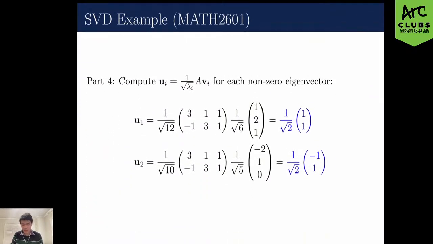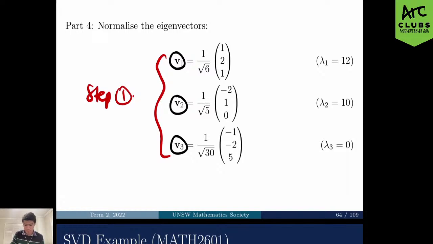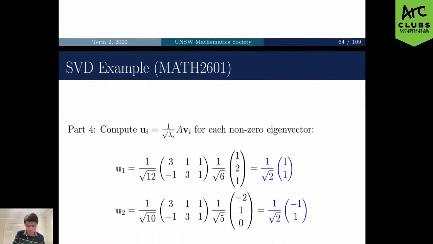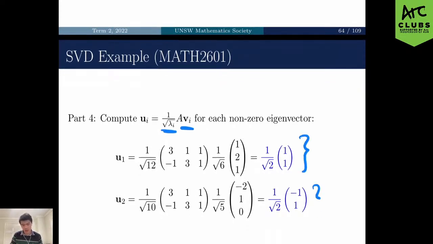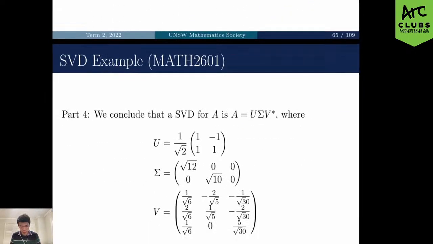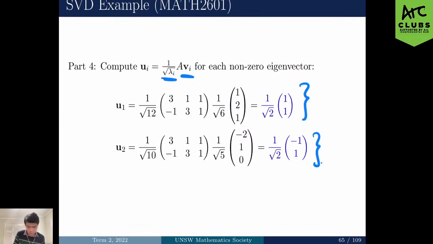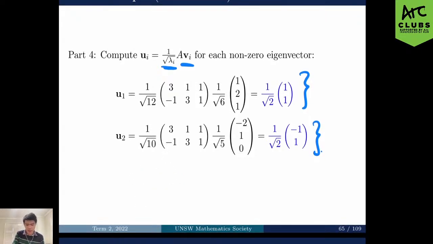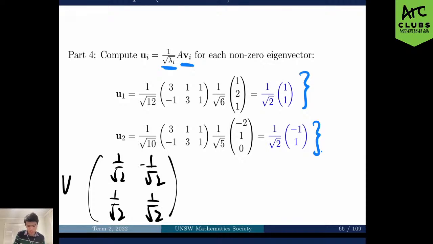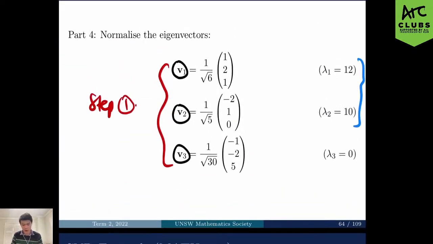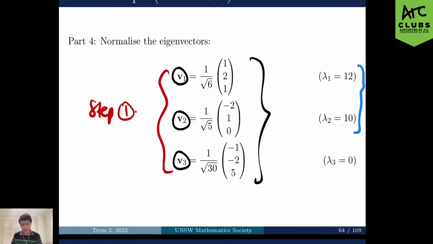Then, as I said before, you take all the non-zero eigenvectors, so these two, and you just apply this formula. So 1 on root lambda times AV, okay? And you do that for the first one, you get that. Second one, you do that, okay? Then you can actually conclude that the SVD is equal to just taking these U's, we put these in the matrix. So it will be 1 on root 2, 1 on root 2, and also minus 1 on root 2, and also 1 on root 2. That's going to be U. V will be what we saw before, so from these 3 vectors.